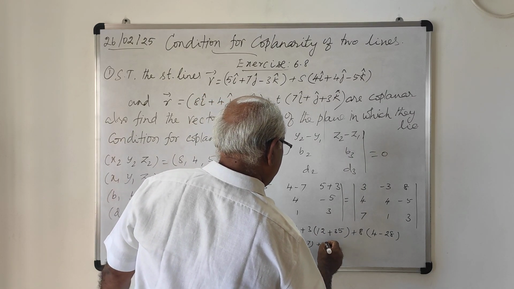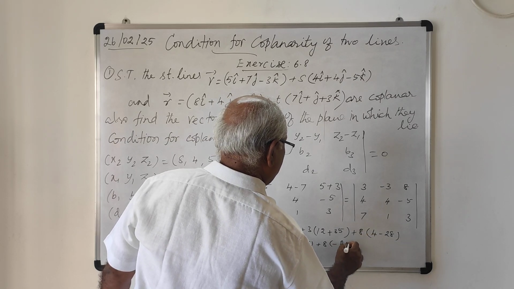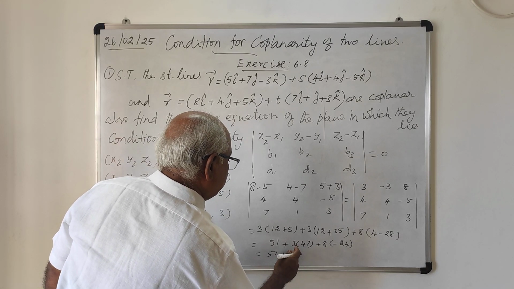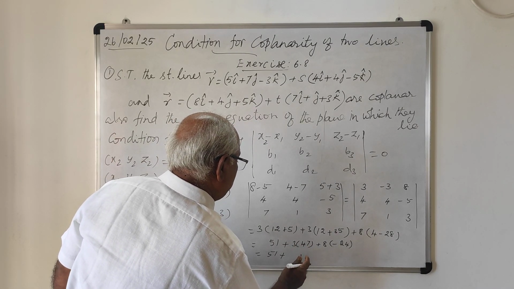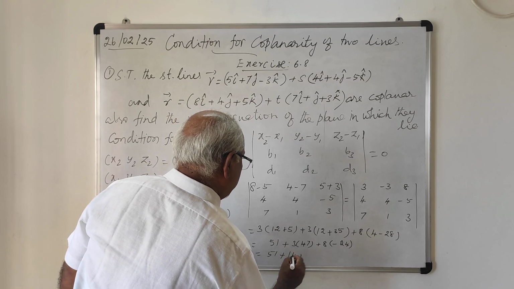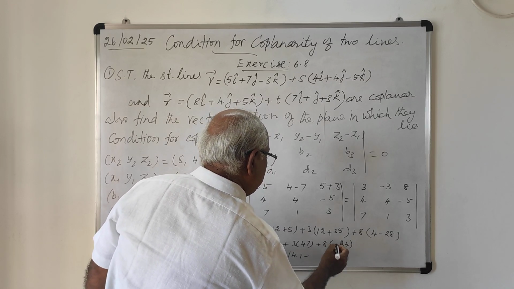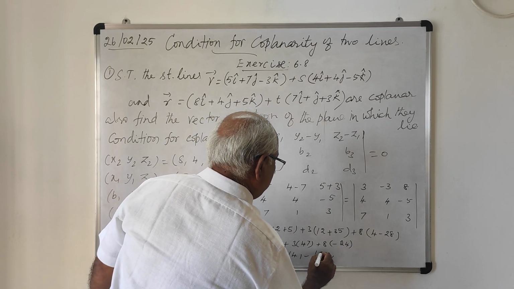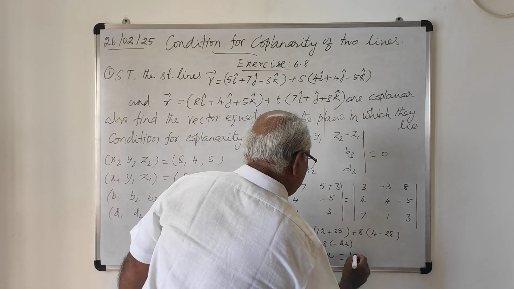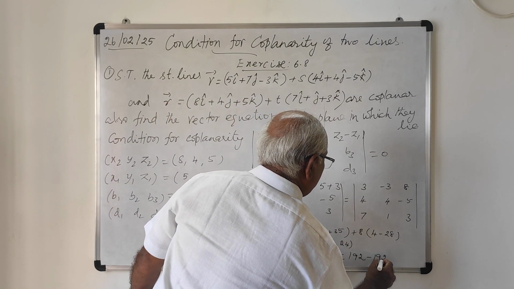And plus 8 into 28 minus 28 plus 4 is minus 24. Simplifying, you will get 51: 3 7s are 21, 3 4s are 12, 12 plus 2 is 14, and this is minus 8 4s are 32, 3 8s are 16 plus 3, 19. 192, this is 141 plus 51 is 192, so this is 192 minus 192. So this becomes 0.